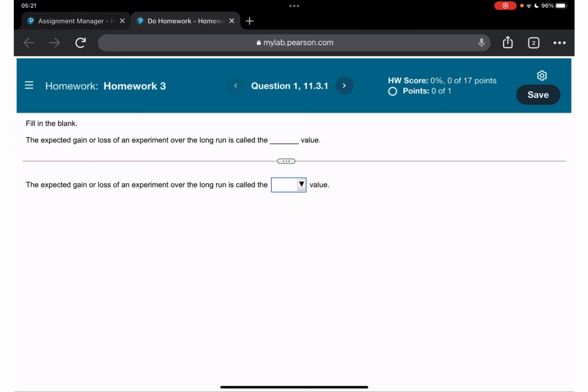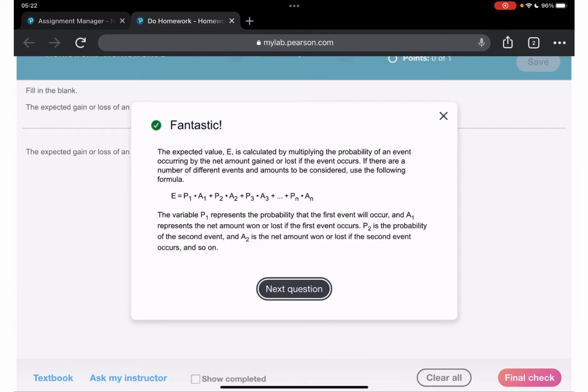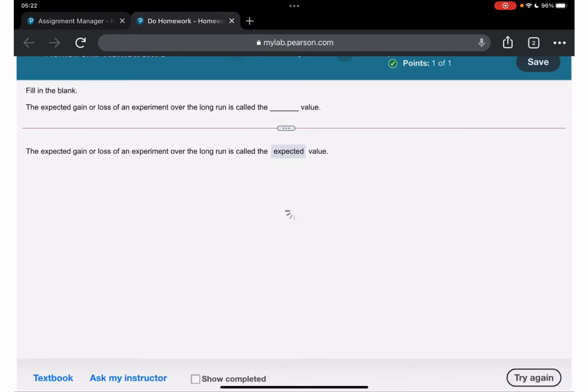The expected gain or loss of an experiment over the long run is called expected value. Check. Fantastic. Next one.